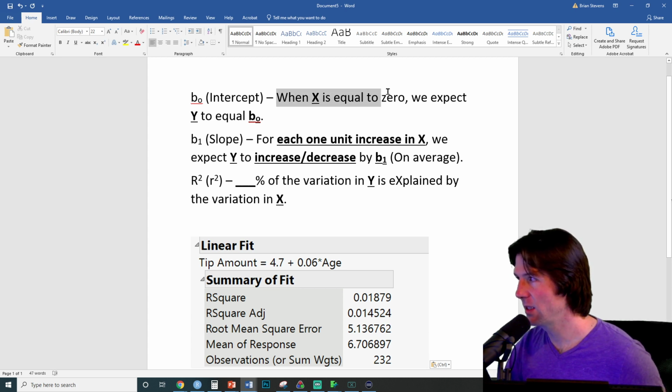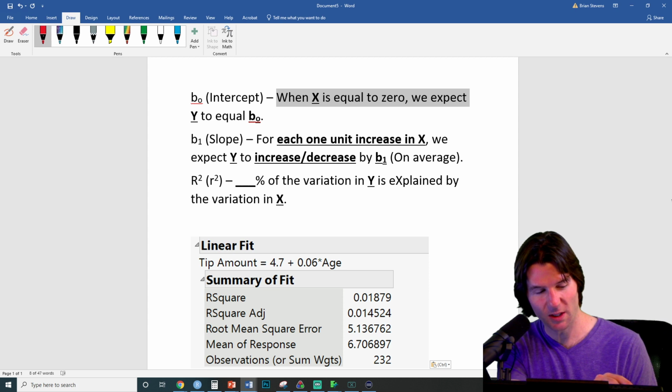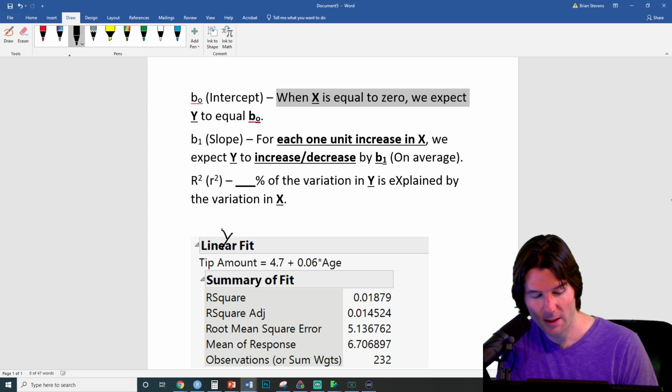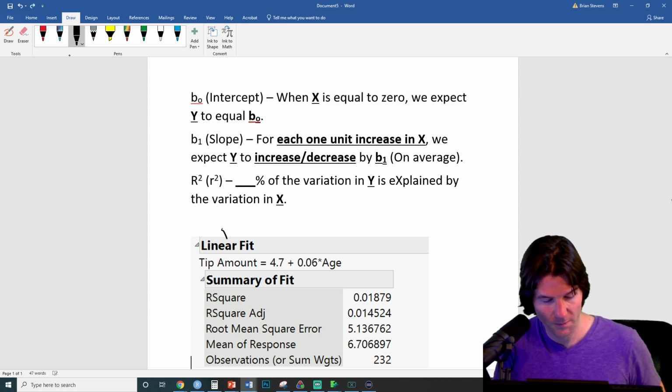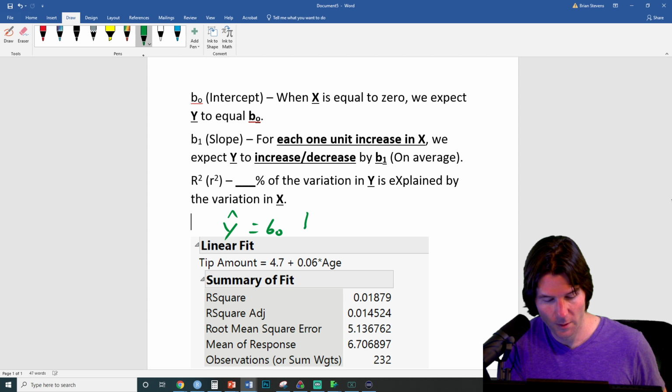When x is equal to 0, we expect y to equal b0. Here's b0. Here's x. This will be a huge help, and we're going to do chapter 6 after this. Sorry we went a little bit long on this today. This is y. It's y hat technically, but the name of the variable is still that. Let me try to make that clear. This is technically y hat, b0, b1, and x.